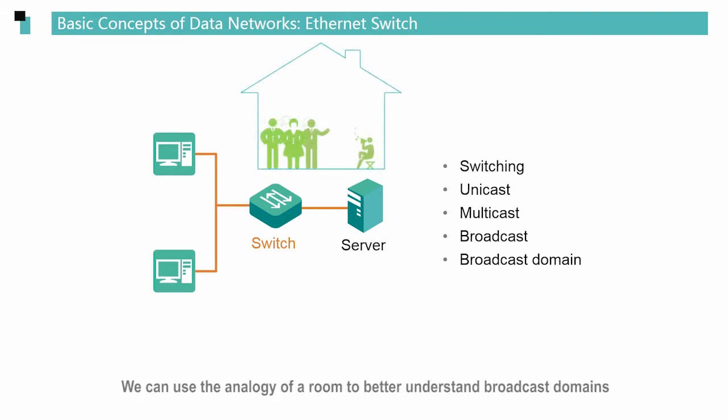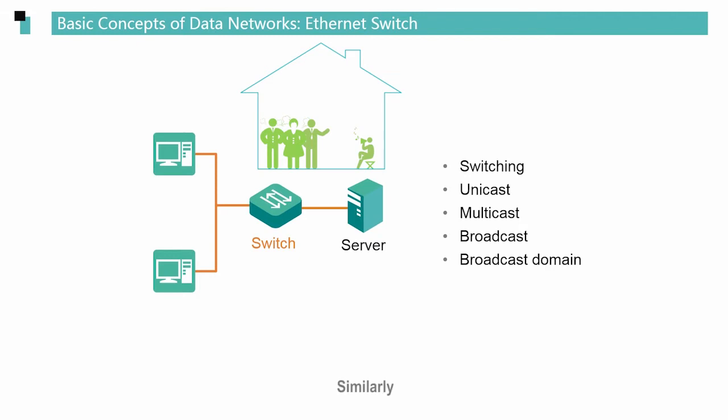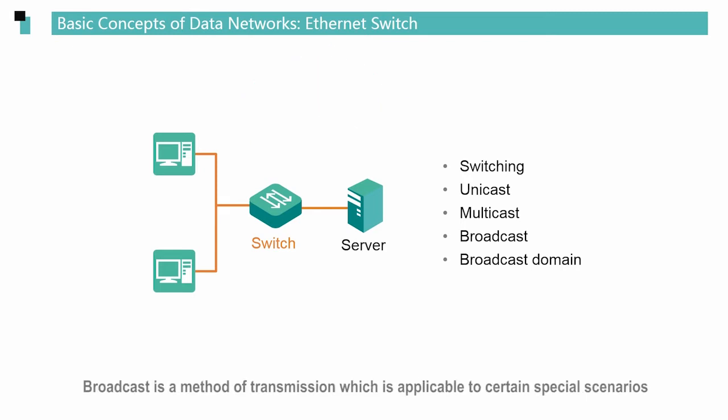We can use the analogy of a room to better understand broadcast domains. If someone within the room starts singing, every other person in the room will hear the song, regardless of whether they want to. Similarly, if one node in the broadcast domain broadcasts a message, all other members of the broadcast domain will receive it, whether or not they need it. After receiving the message, a node may examine the data, find that it's not needed, and discard it. Broadcast is a method of transmission which is applicable to certain special scenarios.